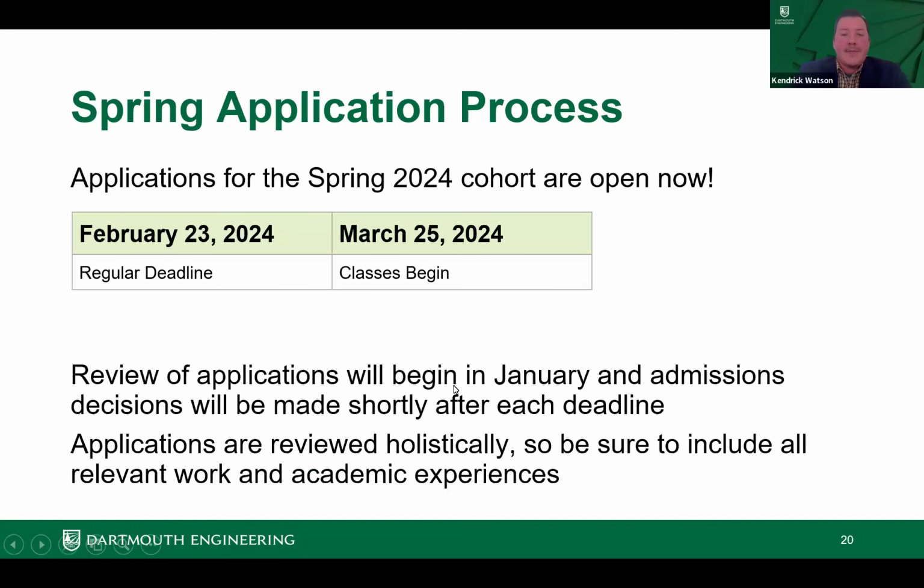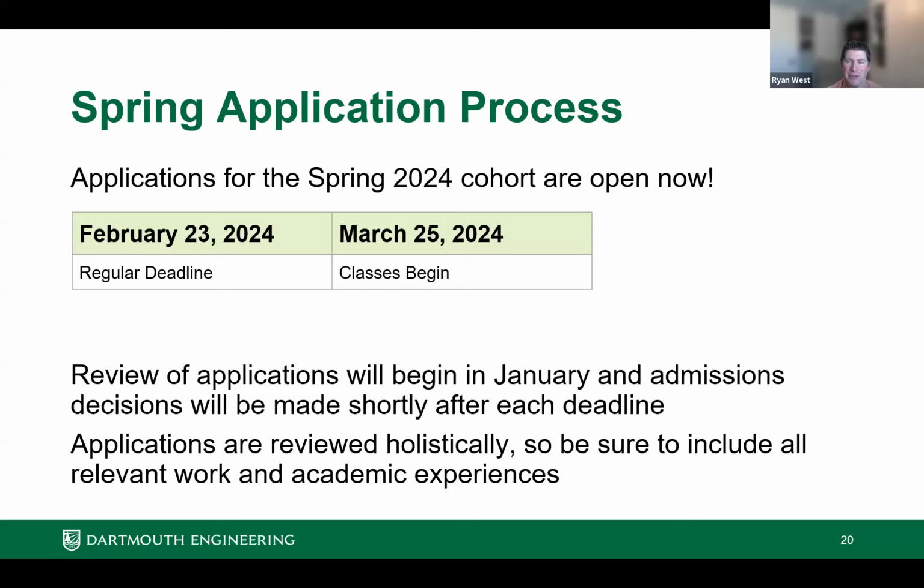So with that in mind, I'm going to hand it over to Ryan, who's going to talk to you a little bit more about some important dates and deadlines, as well as the spring application process. So Ryan, take it away. Hello, everyone. I'm an enrollment counselor here to help you through the process of the application, any questions you have. So nice to introduce myself to everybody.